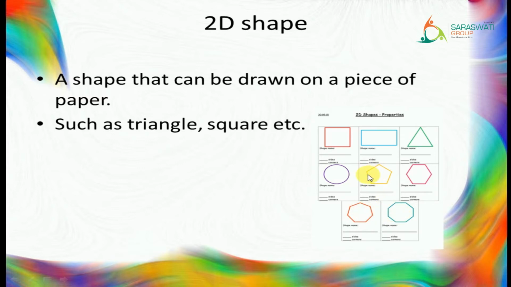That means corners. You don't need to remember the names of them, but you just need to understand the meaning of 2D shape. Again I am repeating, 2D means 2 dimensions, 2 sides of any shape which you can draw on a piece of paper, that is a 2D shape. Examples are written over here. Is it clear to you? Moving further.